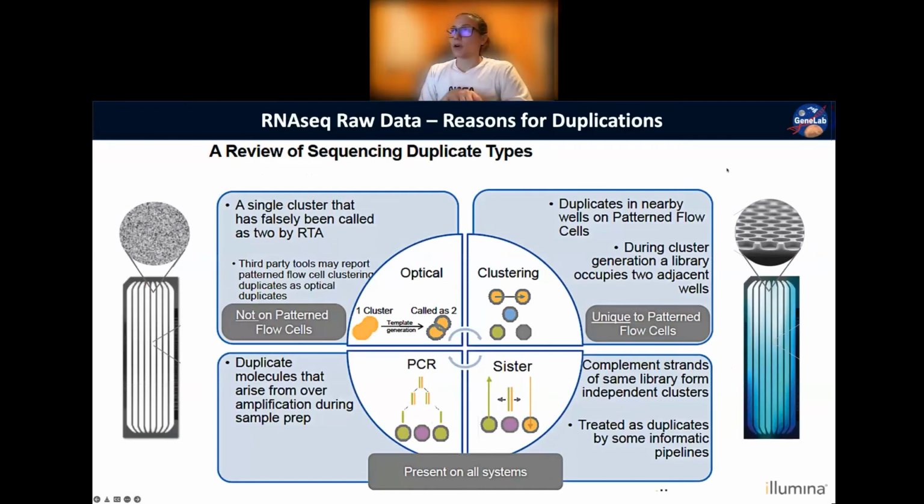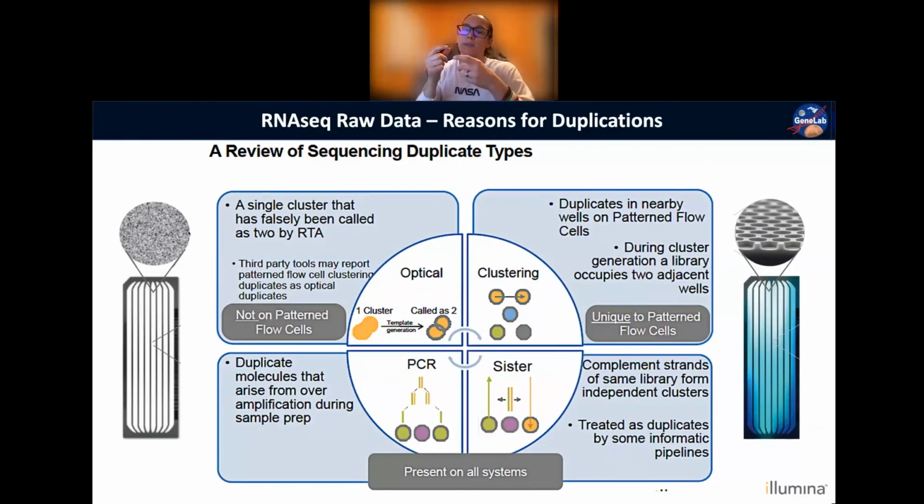So let's talk a little bit more about some other ways to get technical duplicates. A couple of things, and Elba, I think you brought this up yesterday in terms of the clustering and how sequencing is done. A single cluster that has falsely been called as 2 can happen. There are 2 types of flow cells that Illumina provides. One is an unpatterned flow cell. It looks like this, and that's also the flow cell that was depicted in that sequencing by synthesis video that we watched yesterday. In an unpatterned flow cell, we just have oligos in certain positions on the flow cell. There's nothing really distinguishing one cluster from another besides just a little bit of space.